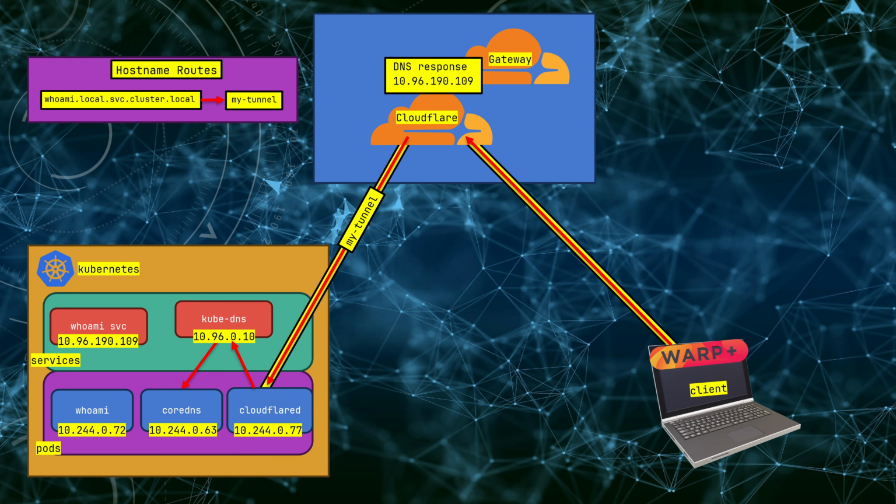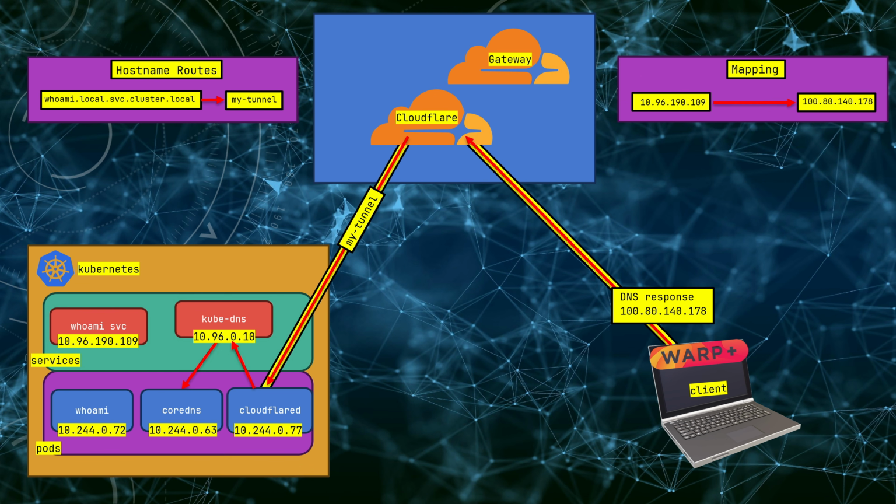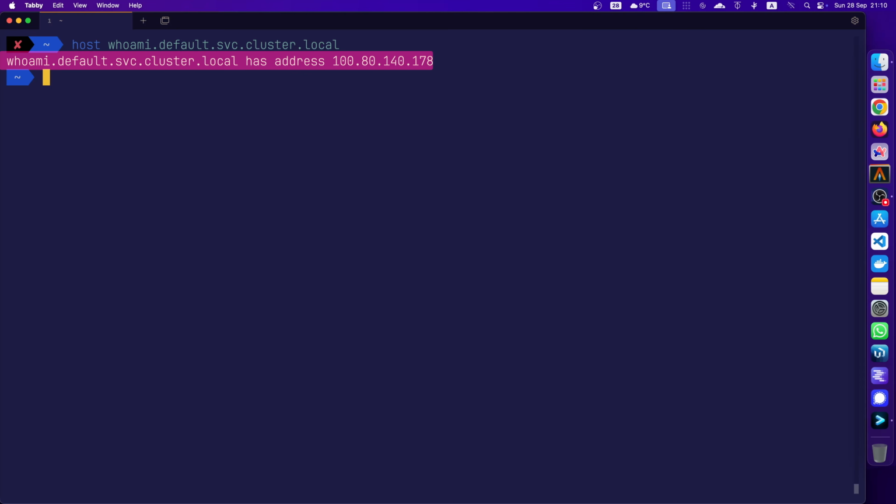Here's the magic. The gateway does not send the real 10.96 IP back to the client. Why not? We removed the IP route. The client wouldn't know what to do with it anyway, right? Instead, the gateway generates a synthetic IP address from the same CGNAT range, like 100.80/16, and sends that synthetic IP back to the Warp client as the answer to the DNS query. Okay, so the client thinks whoami.default.svc.cluster.local resolves to some 100.80 address.